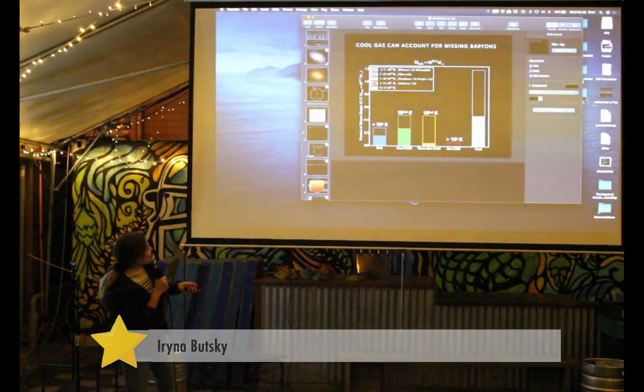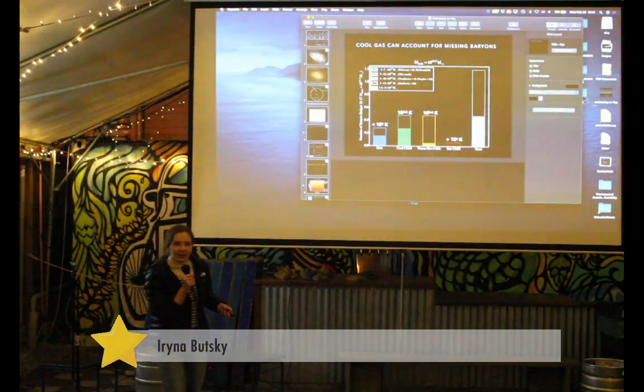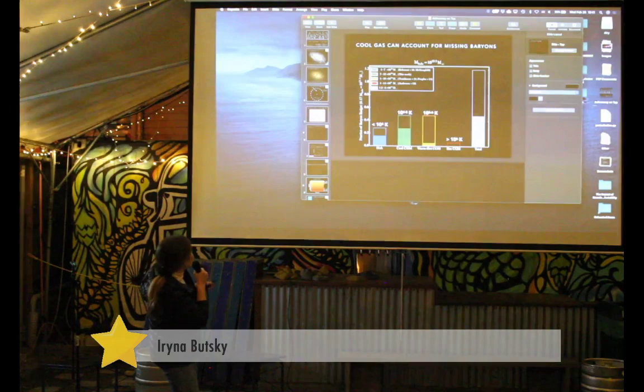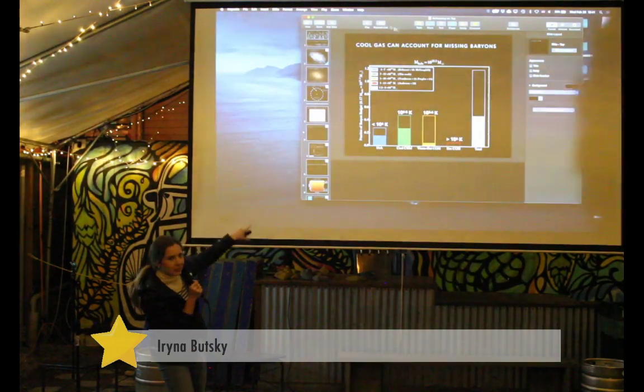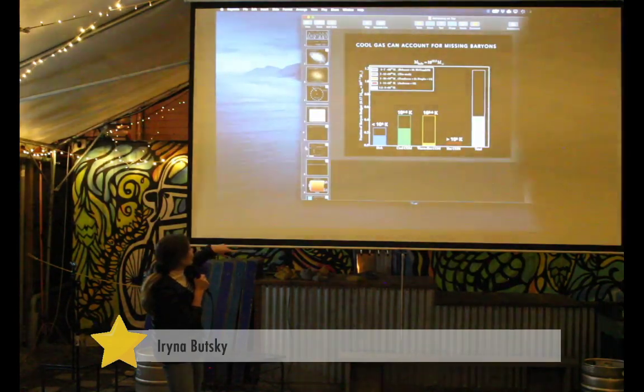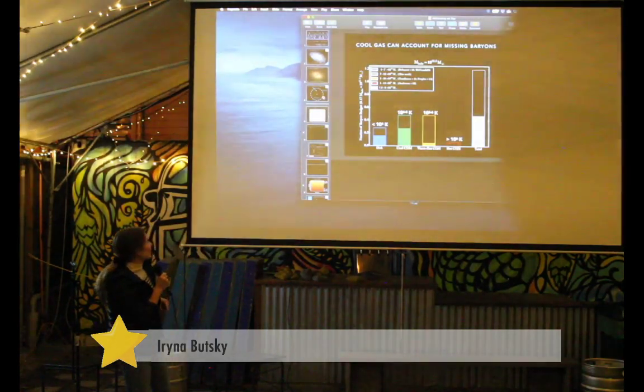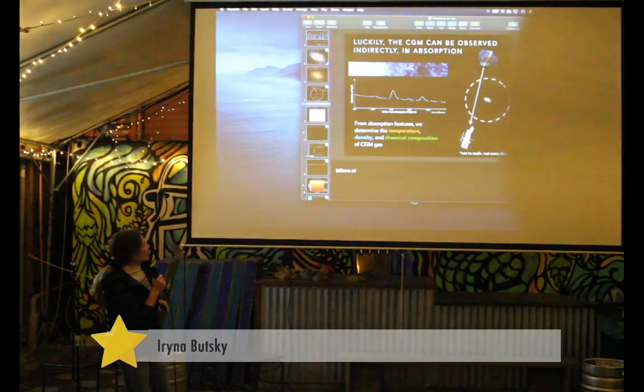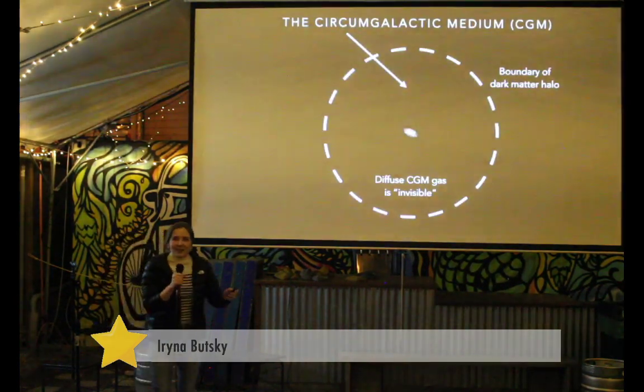Let's see. Hey Nicole, could I ask you to hit that skipped slide right before the CGM picture? Oh, the little one? The one between 4 and 5. Ah, there it is. Thanks.